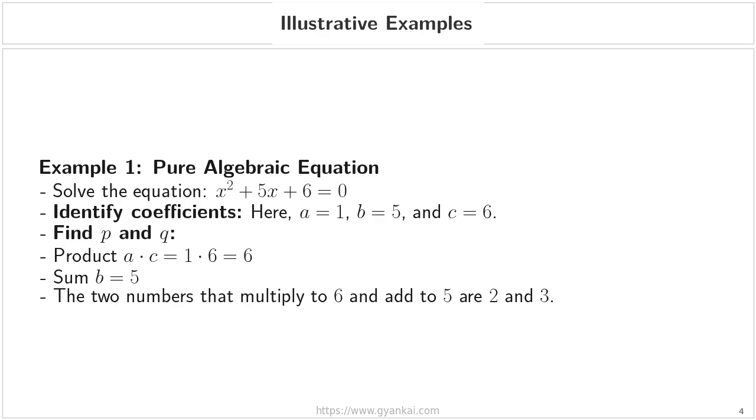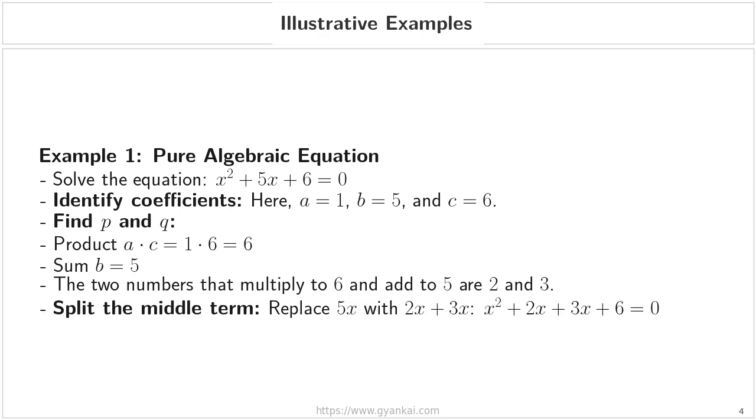If we look at the factors of 6, we can see that the two numbers that multiply to 6 and add up to 5 are 2 and 3. Now, we perform the actual splitting of the middle term. We will replace the 5x in our original equation with 2x plus 3x. This transforms our trinomial into a 4-term polynomial: x squared plus 2x plus 3x plus 6 equals 0.